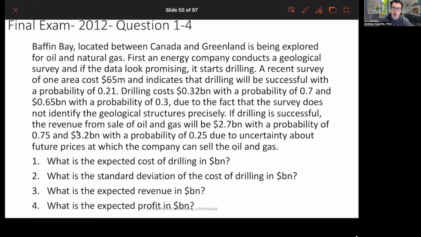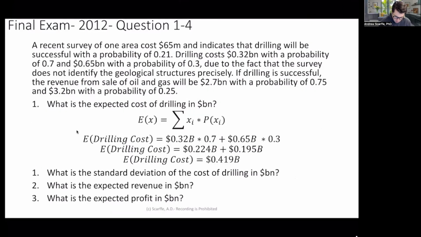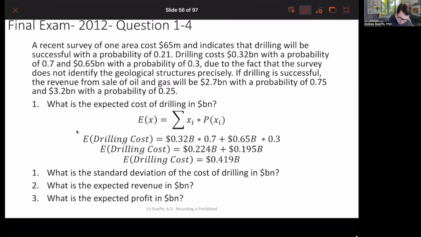So what is the expected cost of drilling in billions of dollars? Well, all we're going to do here is count our expected value. So the expected value of X is equal to the observed value of X multiplied by the corresponding probability of X. So this is relatively straightforward. So $0.32 billion times its corresponding probability of 0.7 plus 0.65 billion times the corresponding probability of 0.3. This gives us an expected drilling cost of $0.419 billion.